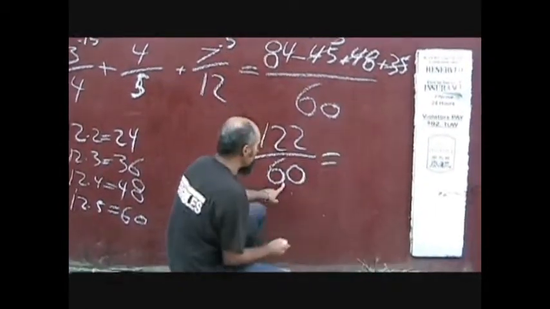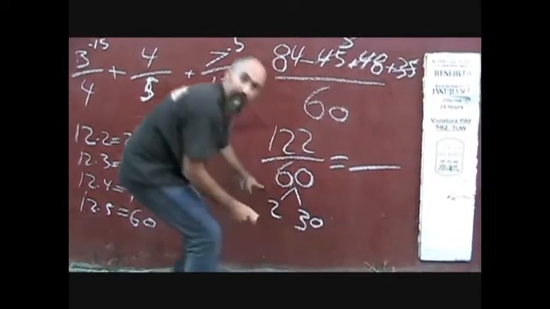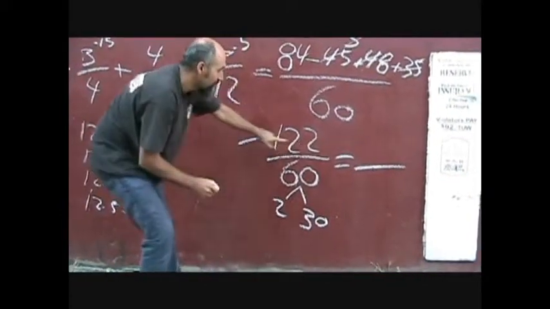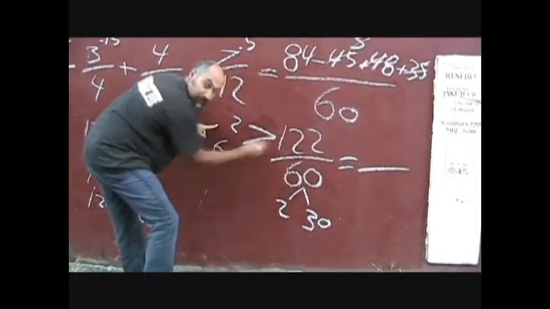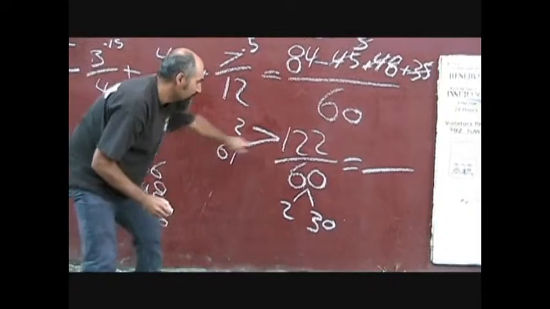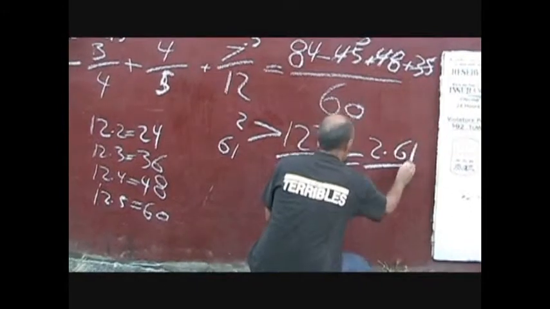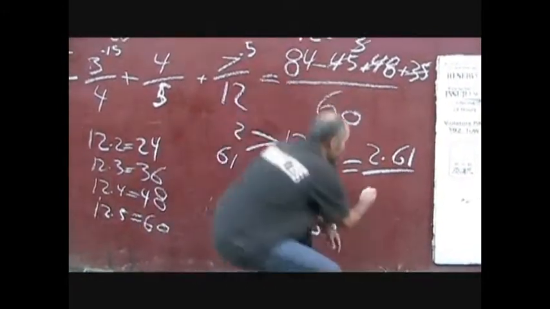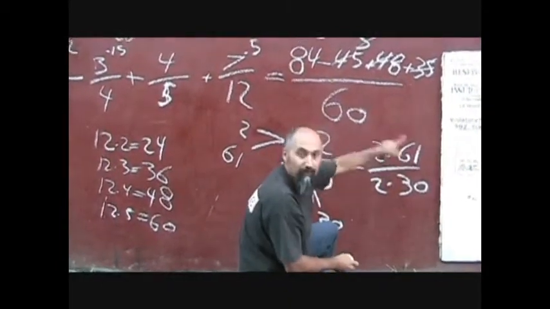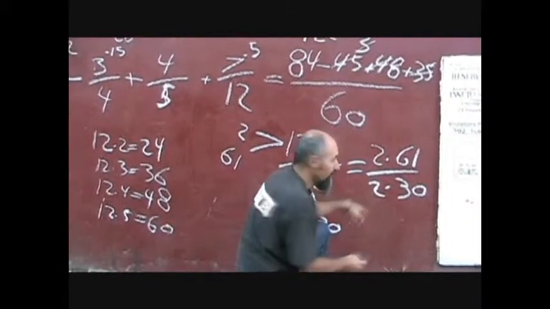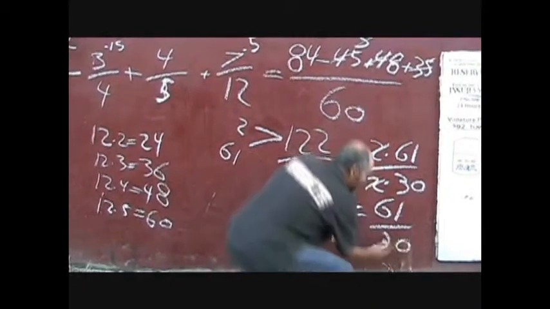Okay? So 60, if you break this down, becomes 2 times 30. If you break down 122, 2 goes into 12 six times, and into the last 2 once. So 2 times 61 is 122. So what we've got here is 2 times 61 on top, and 2 times 30 in the bottom. Anything from the top can cancel out anything from the bottom. So 2 kills 2. So your final answer is 61 over 30.